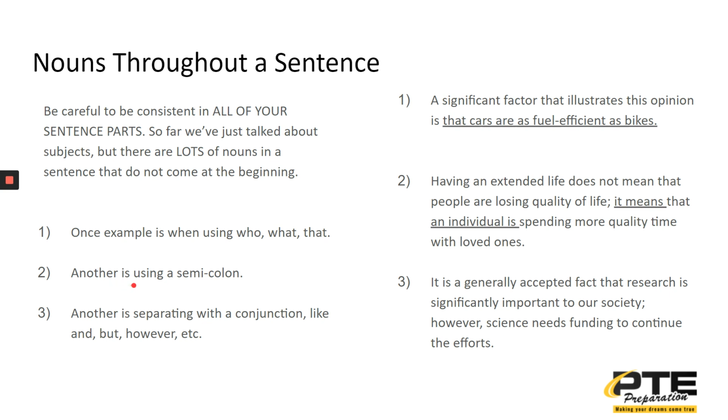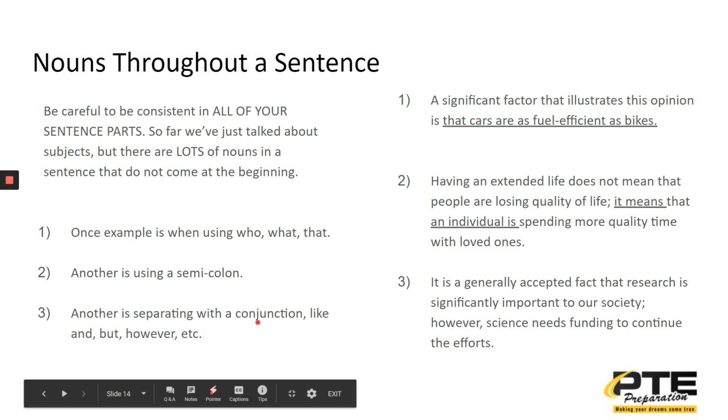Another example is using a semicolon. Having an extended life does not mean that people are losing quality of life; it means that an individual is spending more quality time with loved ones. So an individual is, it means, starts your new sentence after the semicolon, and an individual needs its own verb and noun agreement.